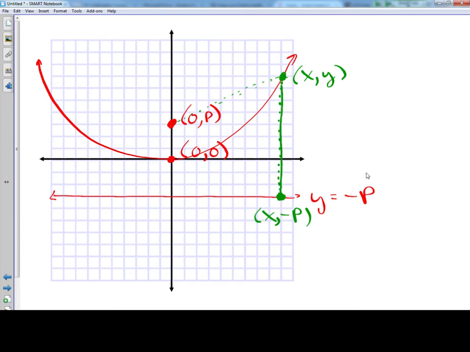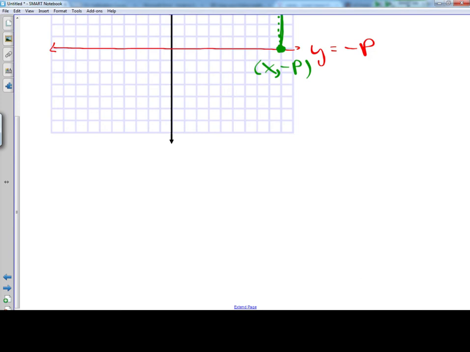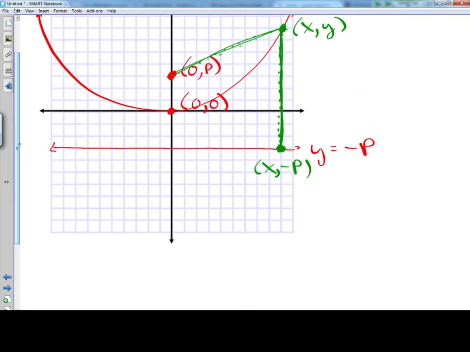Wait, what are you trying to do? This distance needs to be equal to this distance if this is truly a parabola. Obviously it's not, but we're pretending it is because we're trying to prove this. So that means mathematically, good old Pythagorean theorem, that the distance between these two, so let's do that real quick.